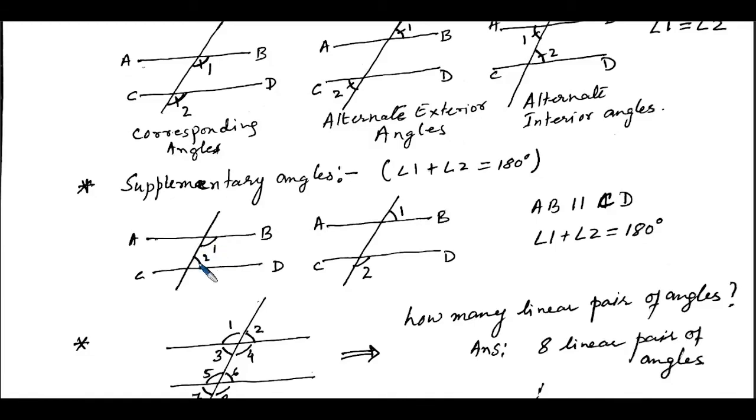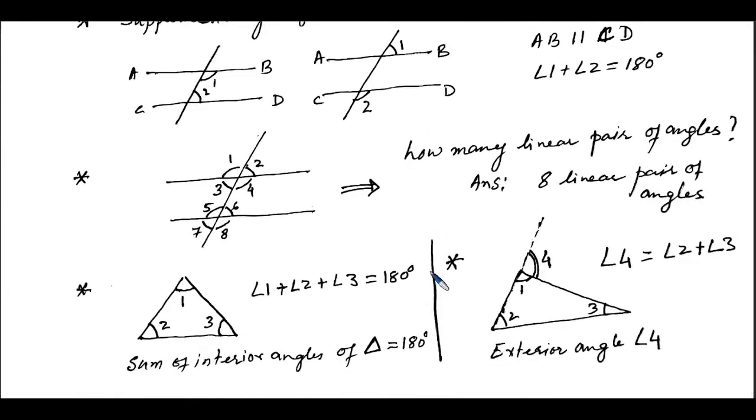This angle will be supplementary, which we have proved, and we have also seen that this angle and this angle are also supplementary, because this 1 will come here. So 1 plus 2 is 180 degrees. Similarly, if I draw, how many linear pairs of angles do you have? You can go through it. You will have 8 linear pairs.